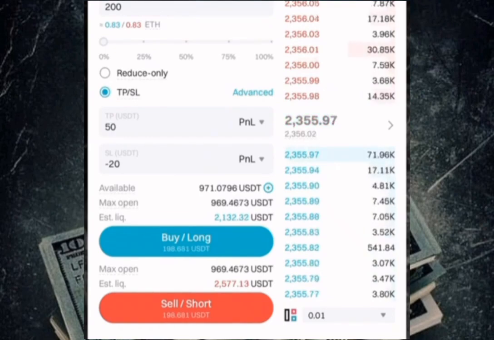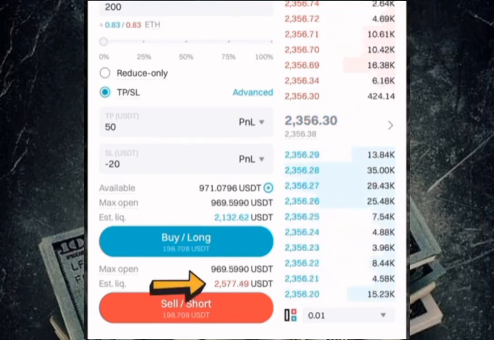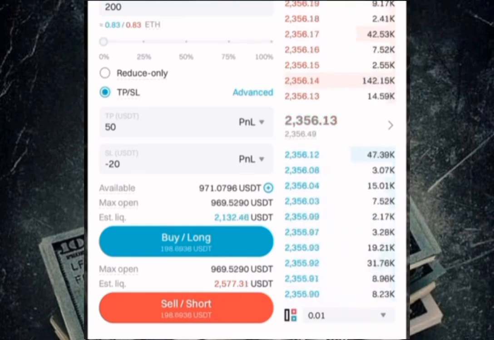And then the important thing, we have estimated liquidation price. Now, liquidation price, if you are going long, so you can see right here, this one, if you are going long, it is 2,132 USDT. While if you are shorting, it is 2,577. Now, what is the liquidation price? Liquidation price is the price at which you lose all your money. That's the meaning. You lose all your money once the price of that crypto gets to that price.